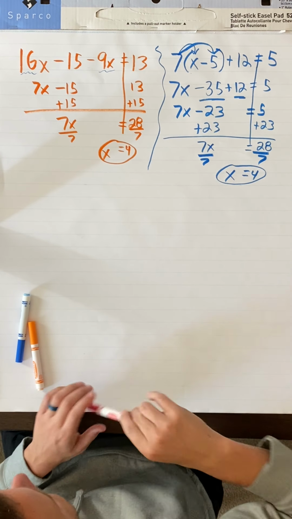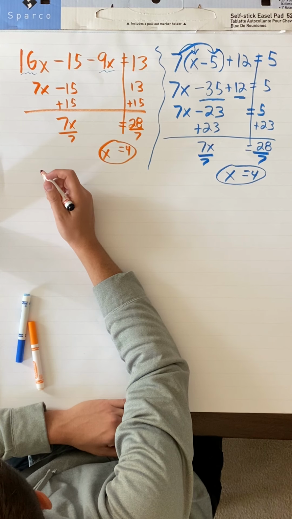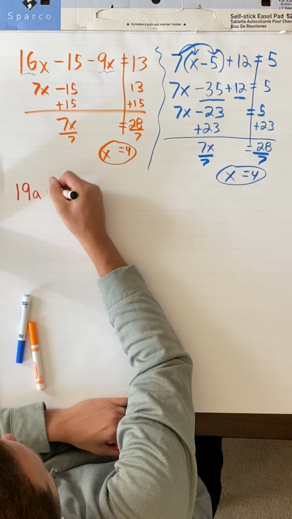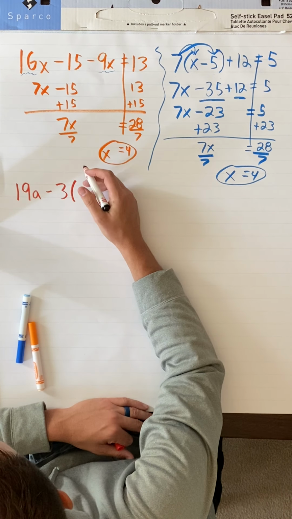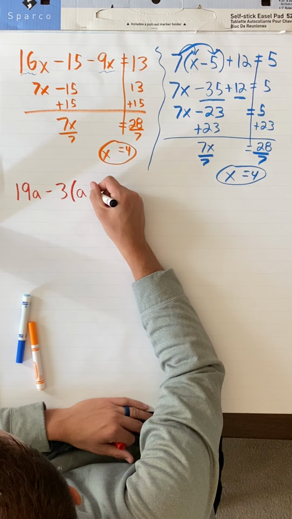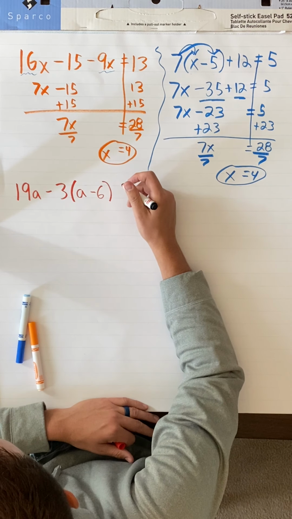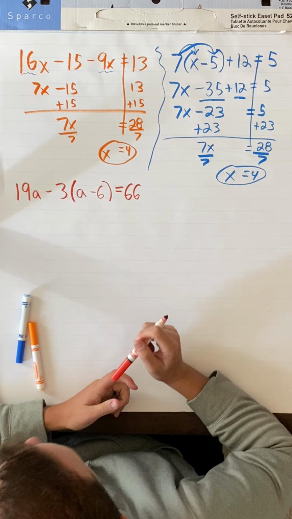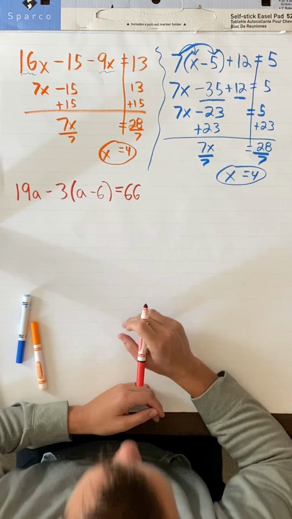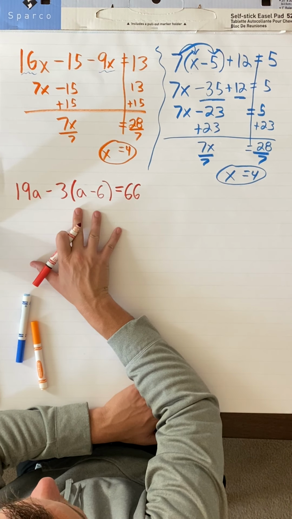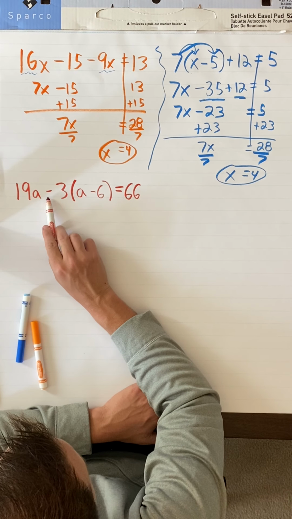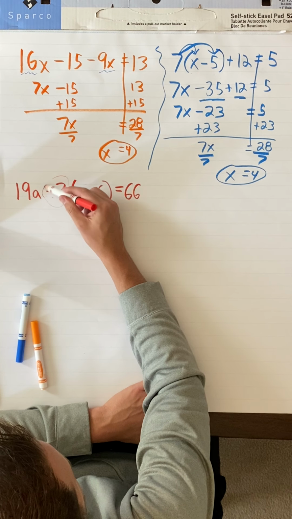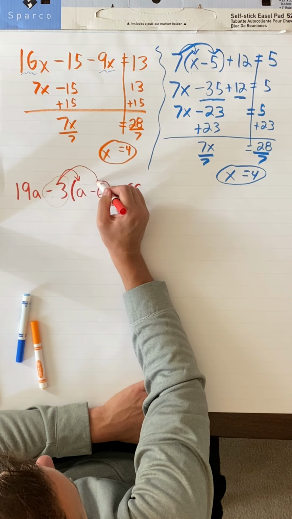We're going to do another one that's similar to that. 19a minus 3 times the quantity a minus 6 equals 66. All right, so same thing here, just like the blue one we did, this red one has a distributive property. Remember, we look at whatever the sign is before. So this is like a negative 3 out here. So we're going to take this negative 3, multiply it by both of these.